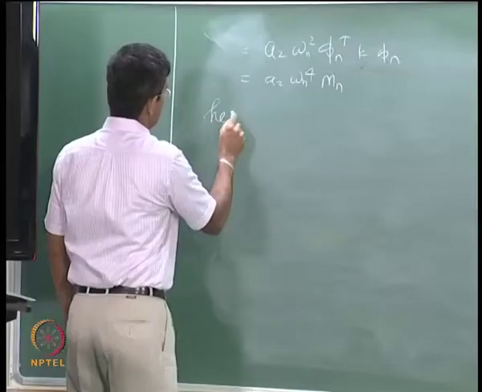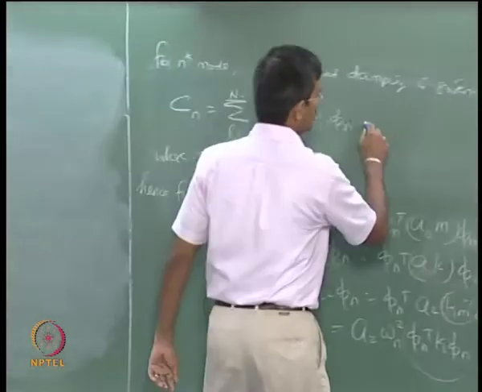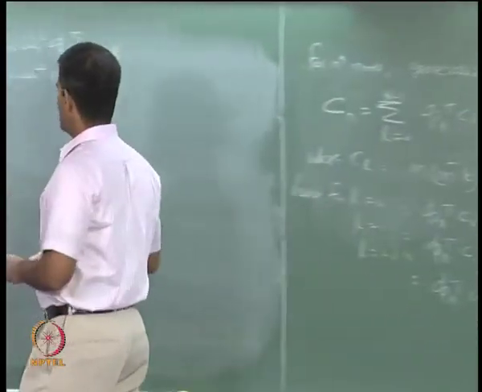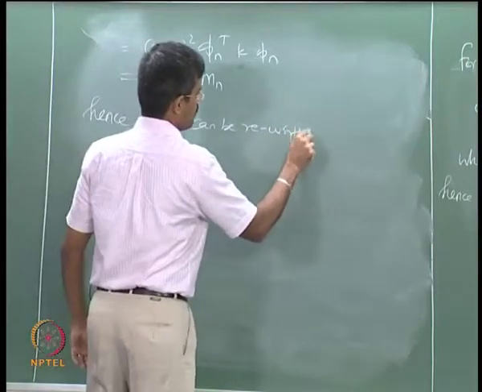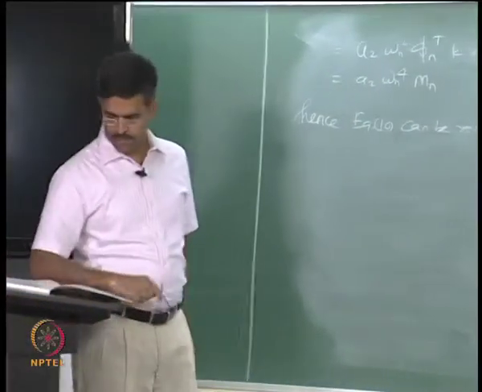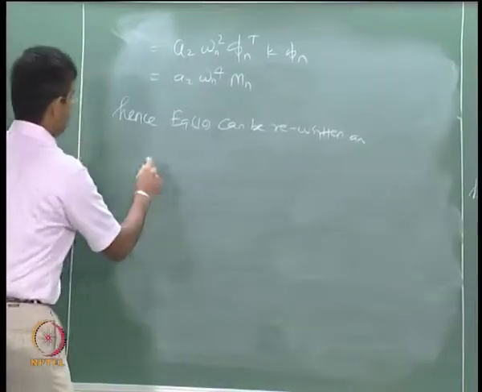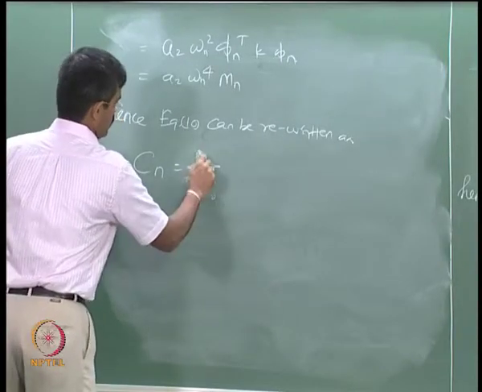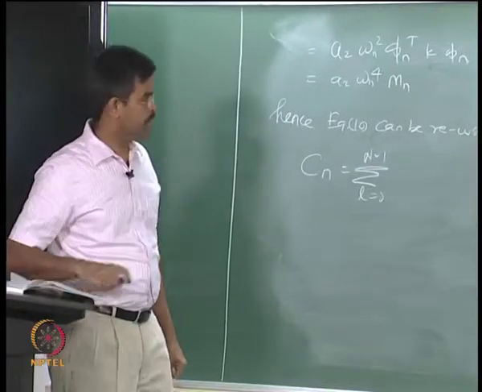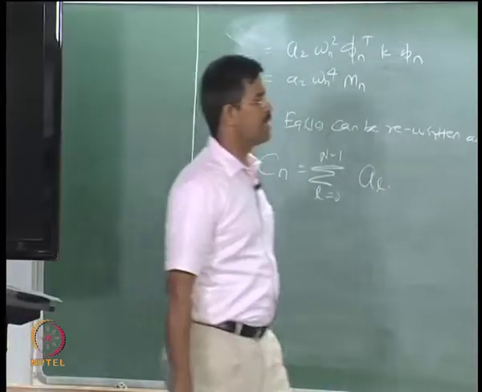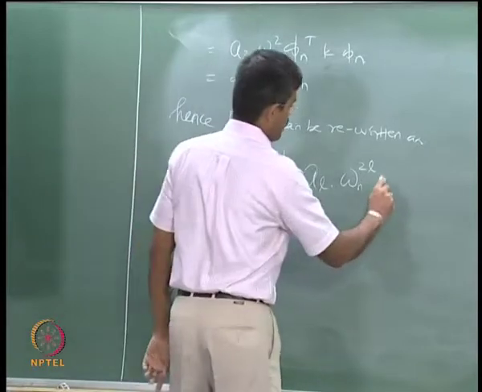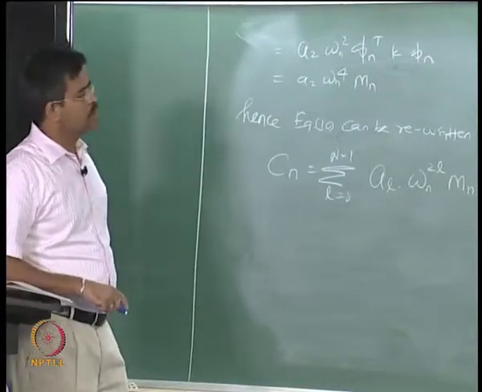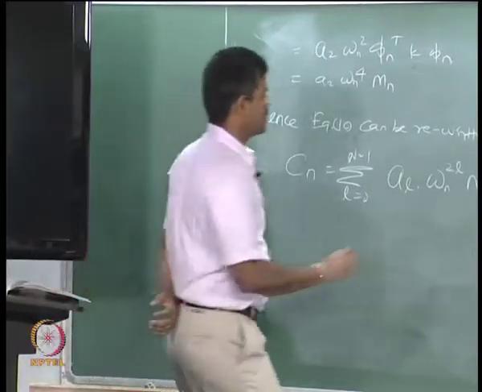Hence, this was equation 10. Equation 10 can be rewritten as Cn, summation of L equals 0 to n minus 1, Al, I am using all these values here back, Al omega n to the power 2L m. Call this equation number 11.